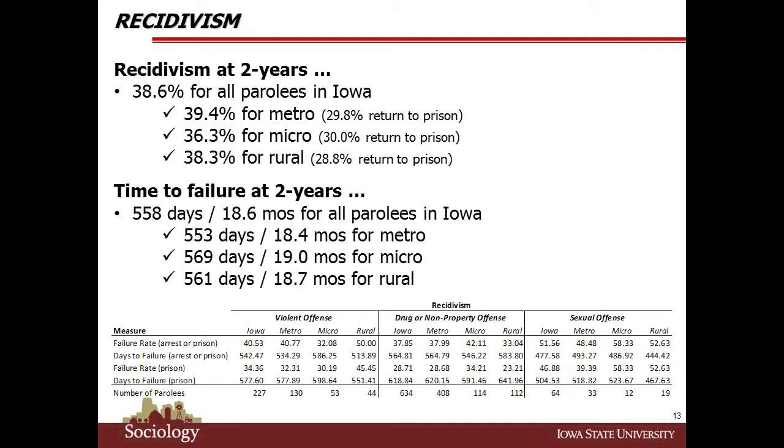About 39% recidivate with this definition within 2 years of release, and you can see that about 29.8% return to prison. Those numbers are fairly consistent no matter where you are, metro, micro, or urban. For time to failure, this is capped at 731 days, 2 years out, so all those people who made it are coded at the maximum. The average time to failure was 558 days, 18.6 months. Rural offenders make it a little bit longer than do urban ones. Sexual offenders, violent offenders also show higher failure rates, and I think that too is probably true across the United States.